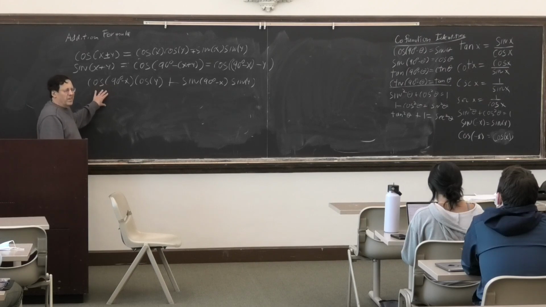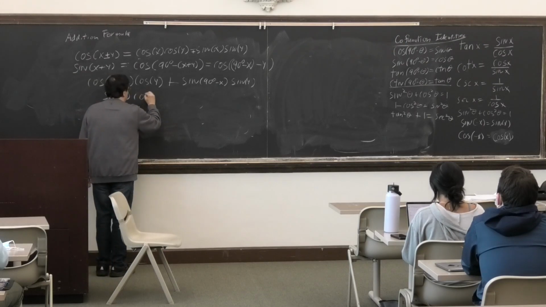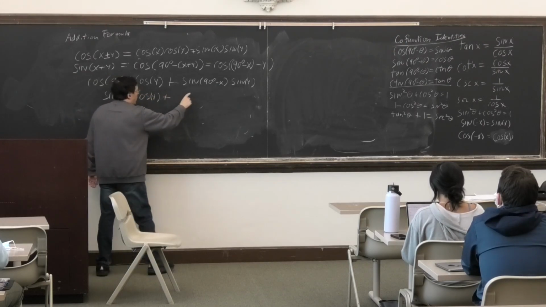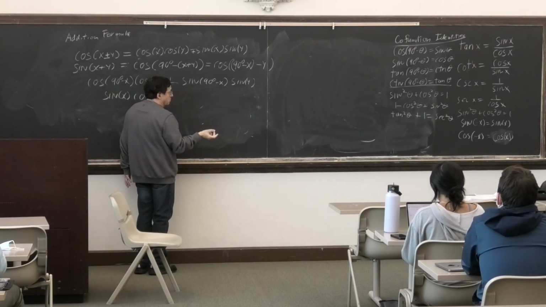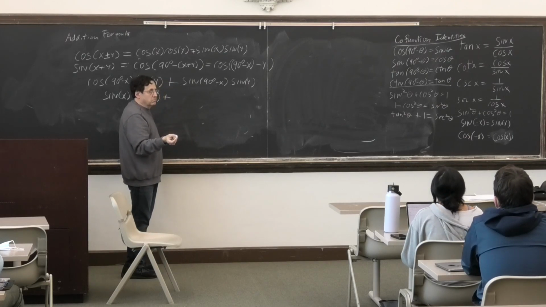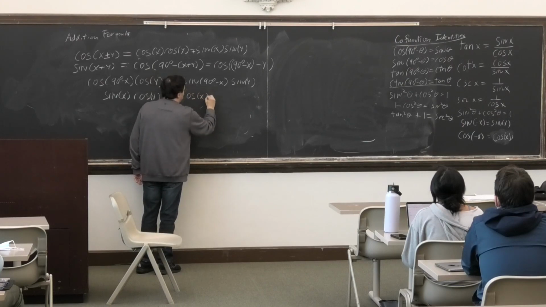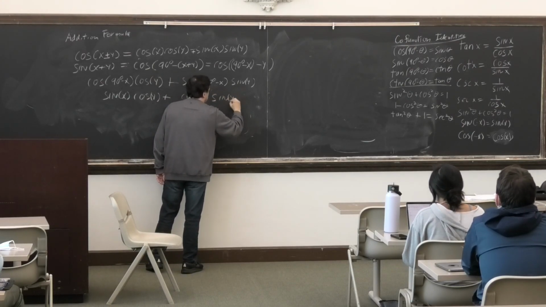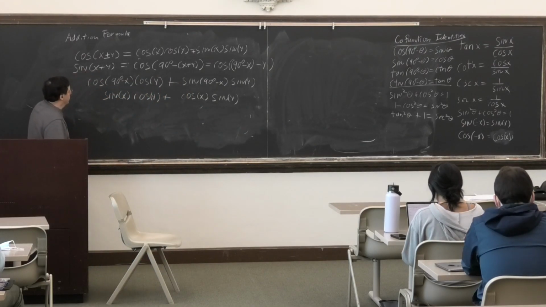But what's the cosine of 90 degrees minus x? That's the co-function identity. That's just the sine of x. And what's the sine of 90 degrees minus x? Should be popping right into your head at this point. Cosine of x. Aha! So now we know what the sine of x plus y is.